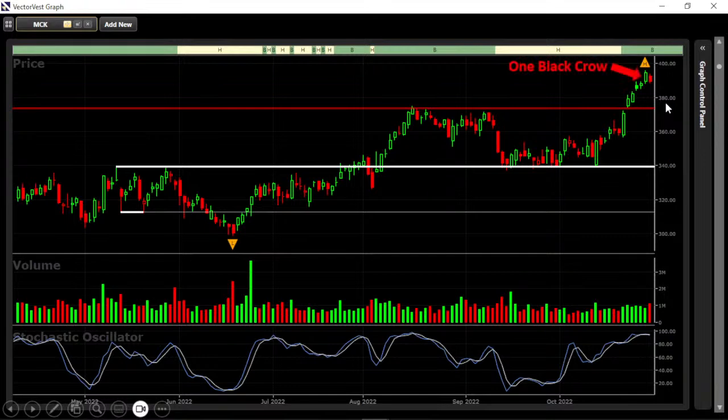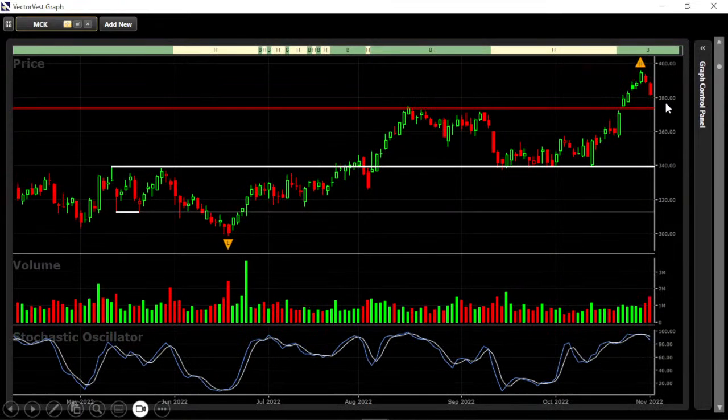The one black crow, and follow through the next day, there it is. There's your opportunity to take the trade off. And what? Just forget about the stock forever? No. Put it in a watch list. Keep it in a watch list. You're seeing a short-term pullback. Let's look for a better buying opportunity. Right?